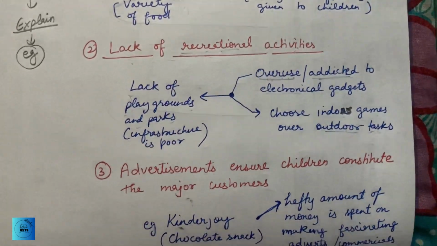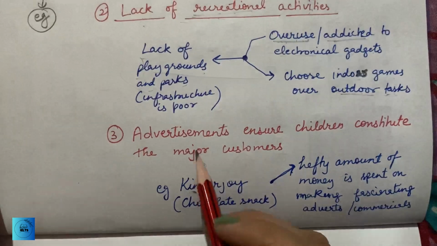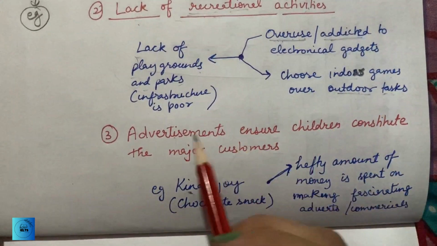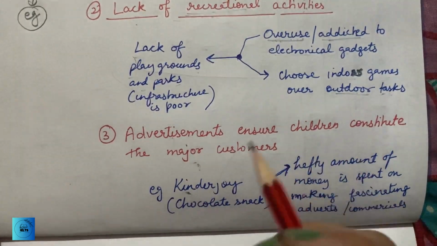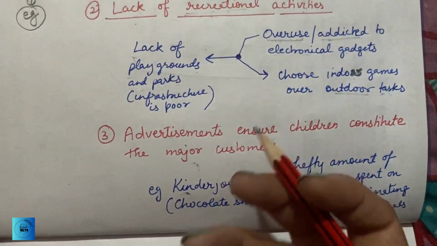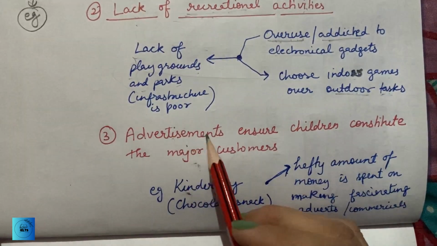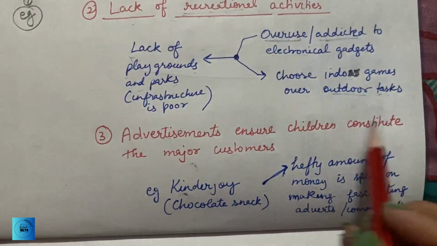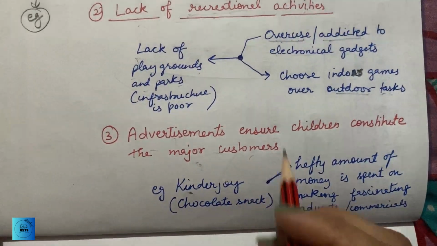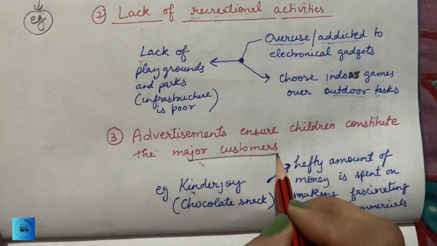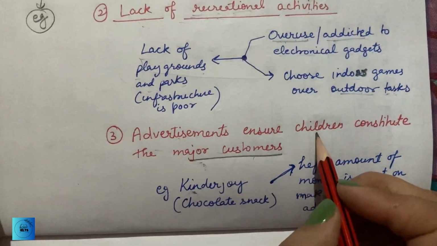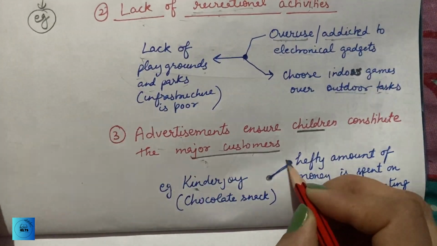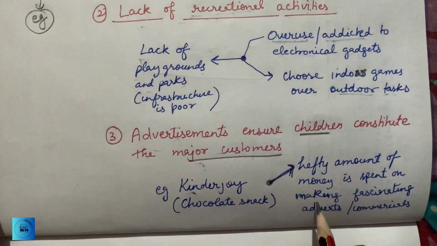The last reason can be advertisement. So ads play a crucial role, and they are booming. One can see ads on the streets to pop-up notifications on our screens. So these advertising industries ensure that children constitute the major customers. Means, they target the children as their major customers, because children are stubborn. They can ask their parents for this thing or that thing.